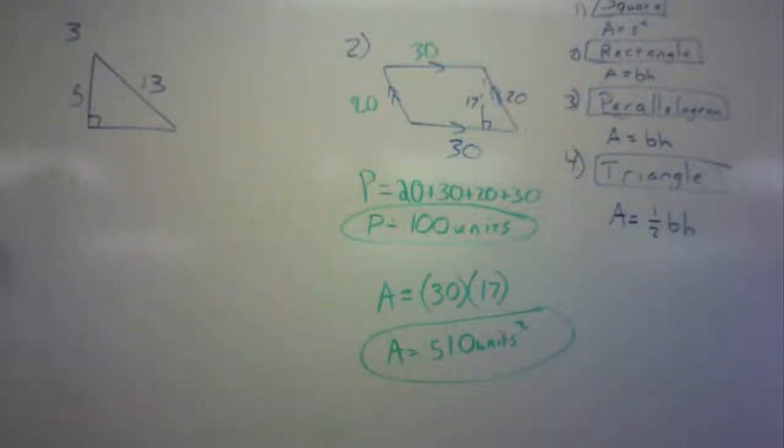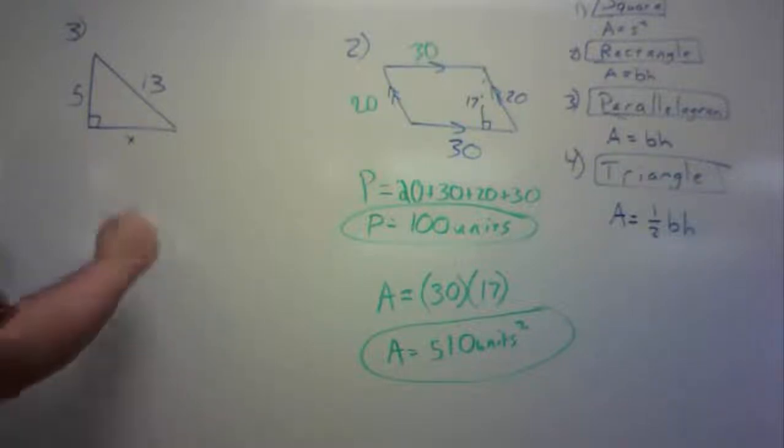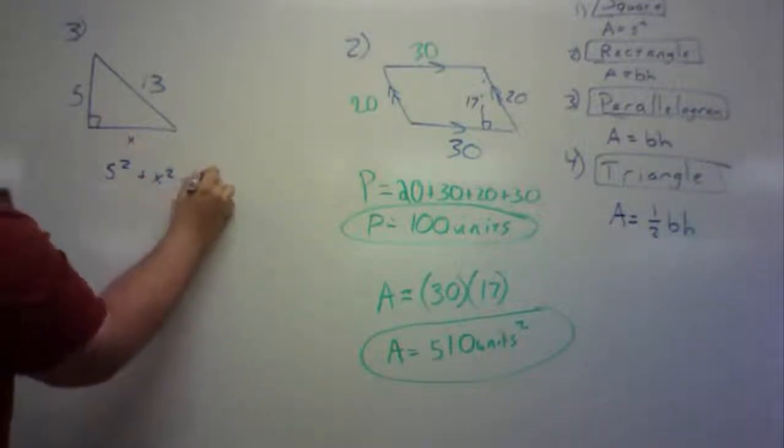Alright, so when I look at number 3, right here, 5 and 13. To find perimeter, I need all three sides. I can't find perimeter until I know this length right here. Oh wait, this is a right triangle. I know 2 of the sides, I'm looking for a third. Huge clue for Pythagorean theorem. 5 squared plus x squared equals 13 squared.